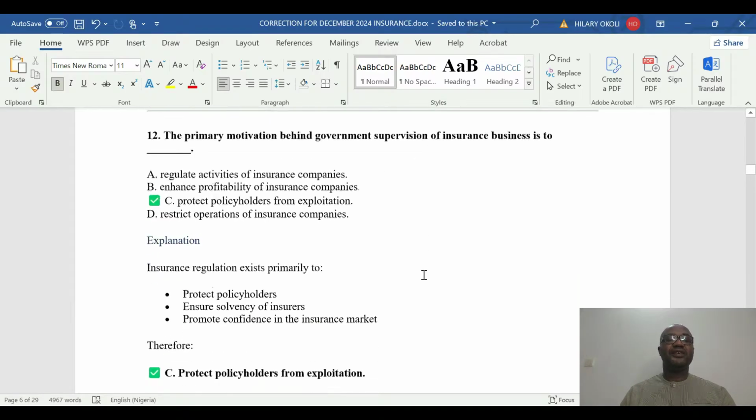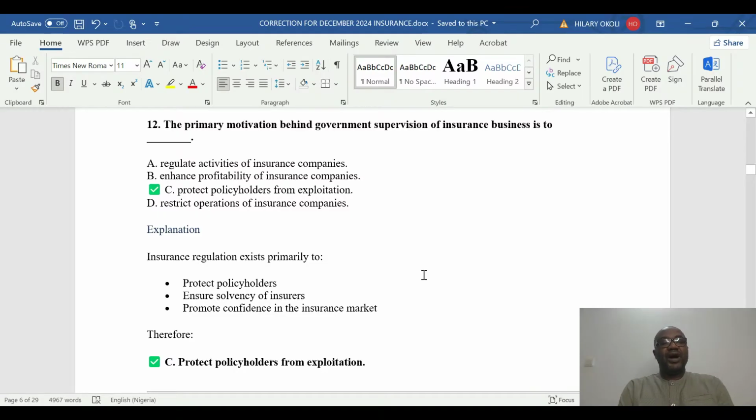So that is it. The next question asks: the primary motivation behind government supervision of the insurance business is because of what? I think we have seen this in one of our questions. The answer is C, to protect policyholders from exploitation.